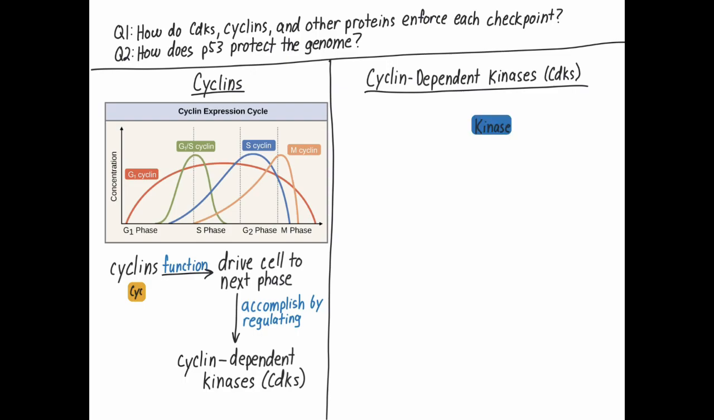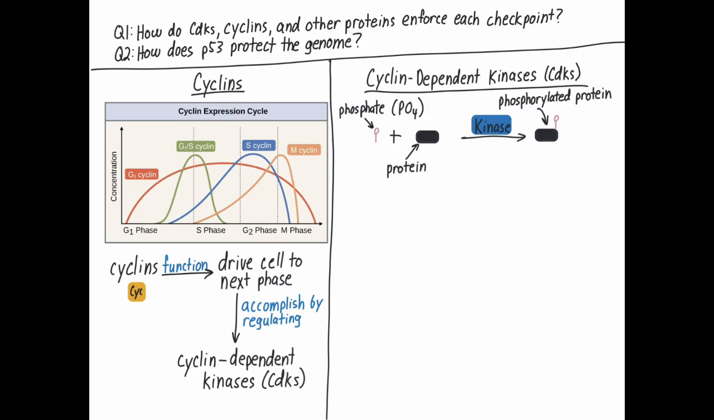CDKs are kinase enzymes. Kinases take a phosphate group and attach it to some molecule, in this case a protein, yielding a phosphorylated protein or phosphoprotein. Phosphorylation is a common way proteins are activated or deactivated. Some proteins are active when they have a phosphate group, while other proteins must have a phosphate group removed to become active. This is a quick way for the cell to start or stop what a protein is doing.